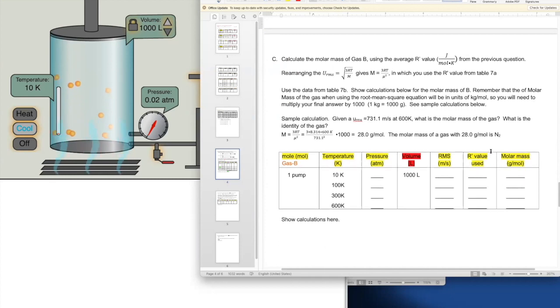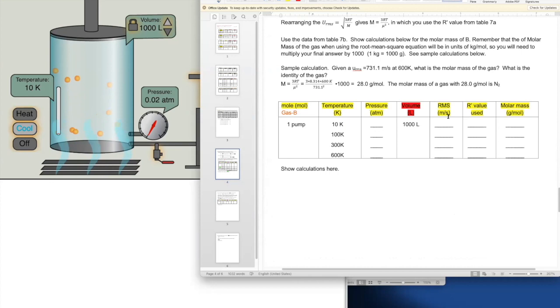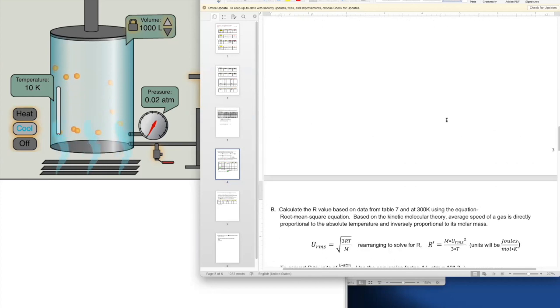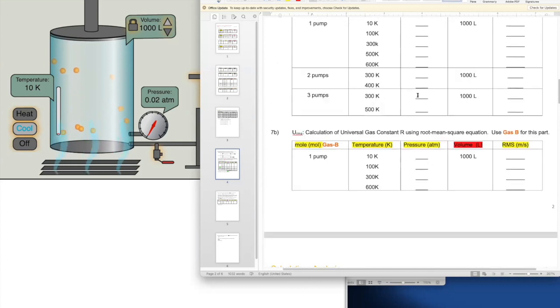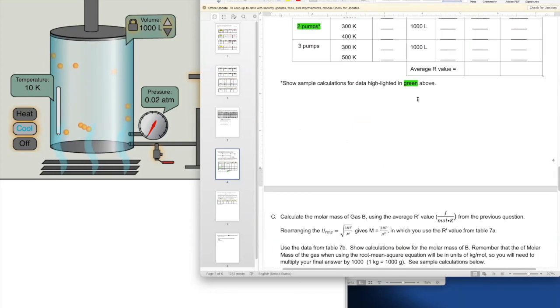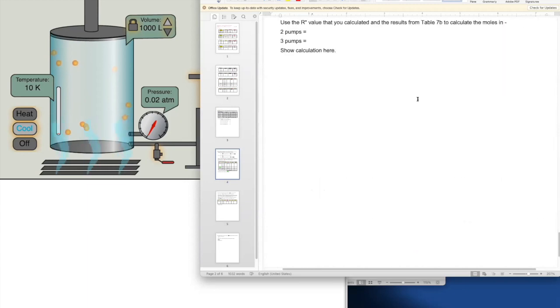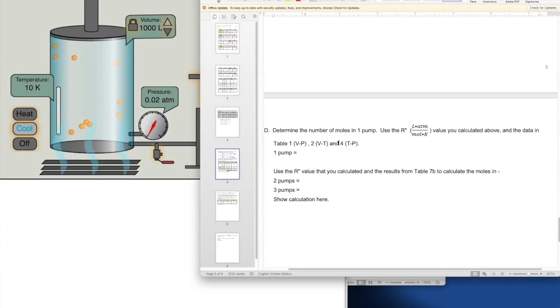So here's gas A right here. This is gas B right here. That would be the second table over here that you are doing. Gas B for 7B and gas A for 7A. I think there is one question down here where you determine the number of moles in pump 1. Use the R that you calculated. And the way you determine moles is PV equals nRT.